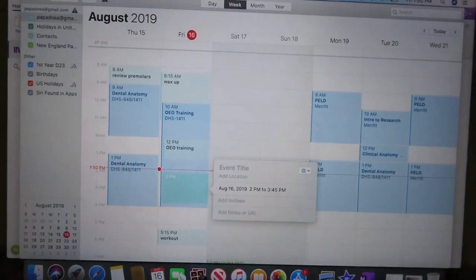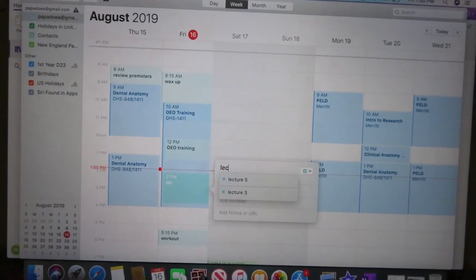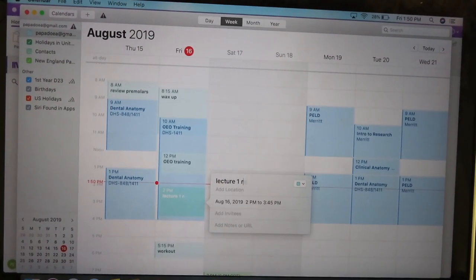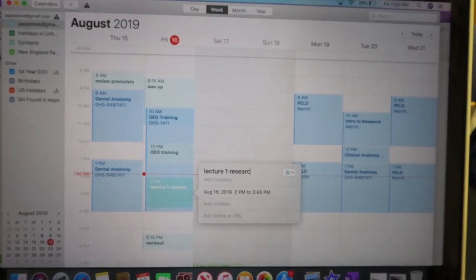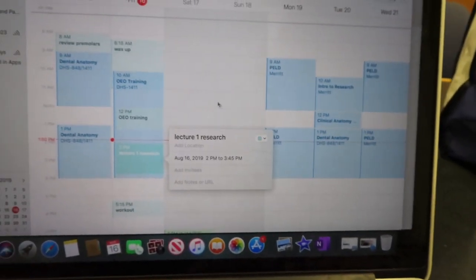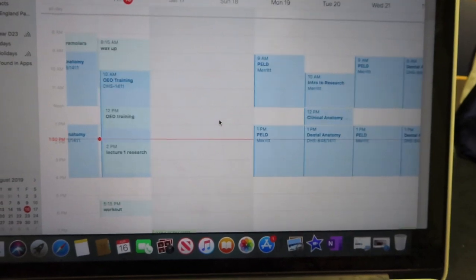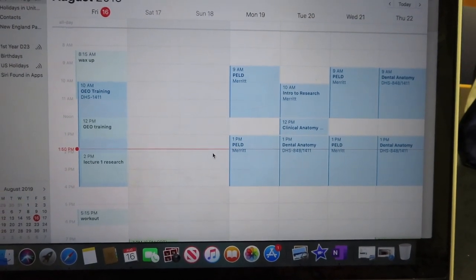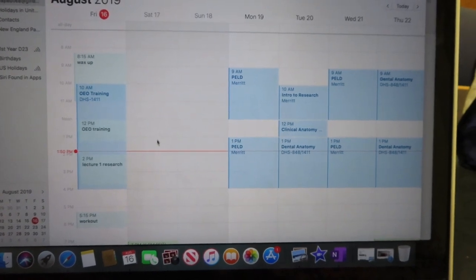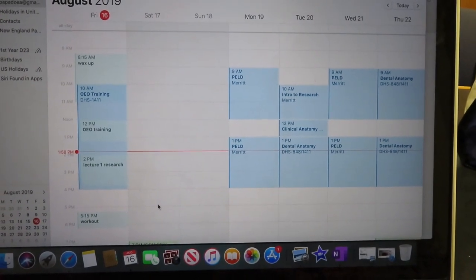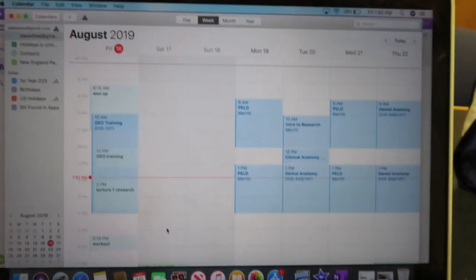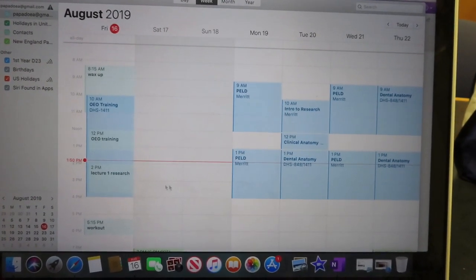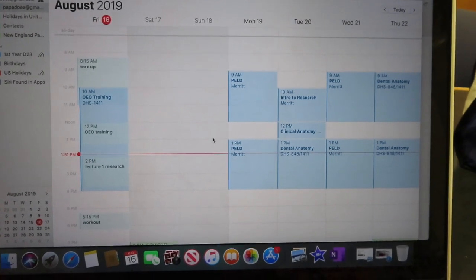I'm going to start from lecture 1. So I'm just going to put lecture 1 research, just so I know what I'm going to be studying at that time. I gave myself 2 hours to study for that. So I know Saturday I'm not going to be studying because I'm going to be going shopping with my mom and just spending some fun time without studying.